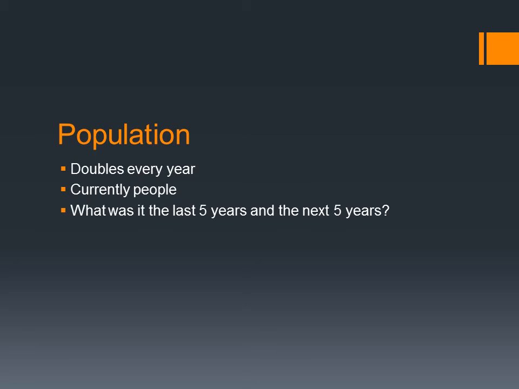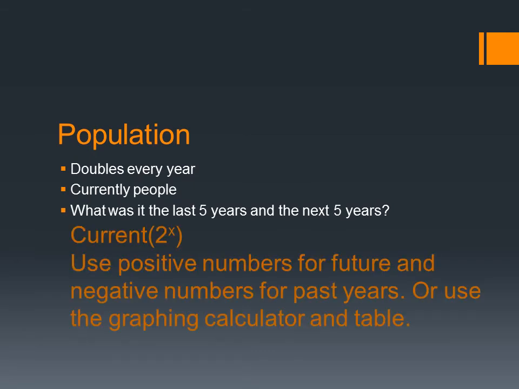Population. You're going to have to write an equation. Remember, population in this case, since it's doubling every year, is exponential. So you would just write the current population, whatever number that is, times 2 to the x power. You would use the positive numbers for the x value for the future and the negative numbers for the past.